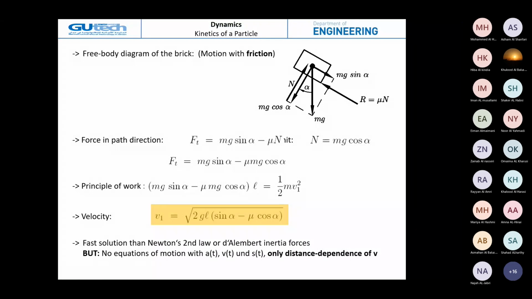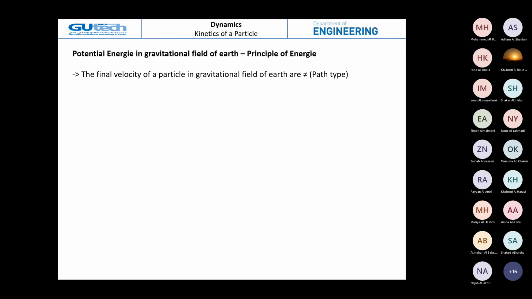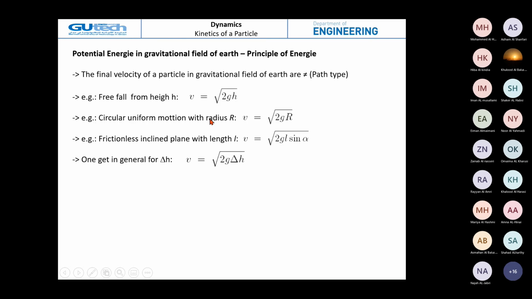As we said here, fast solution: Newton's second law or the d'Alembert inertia force, but no equation of motion with the acceleration and velocity, as only the distance depends on the velocity v. Now we take the potential energy in the gravitational field of Earth, the principle of energy. Now we have the final velocity of a particle in the gravitational field of Earth, different from the path type.